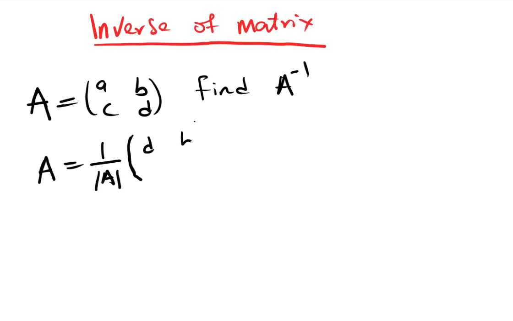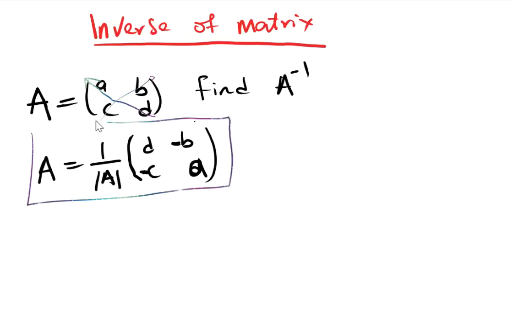Times the matrix d, minus b, minus c, a. So what does the rule say? You have to exchange the elements in this diagonal and add a negative sign in this diagonal. And that's why we have this formula as the formula for the inverse of a matrix.